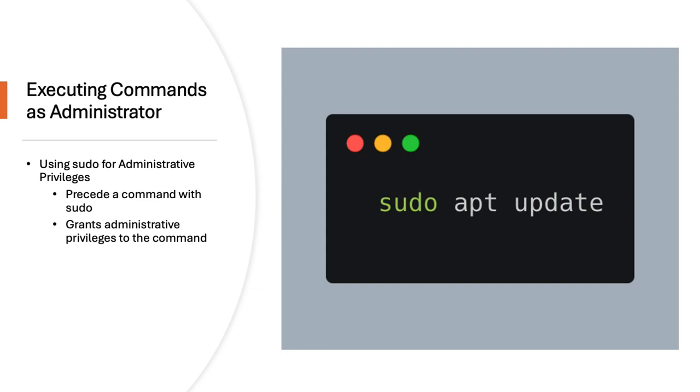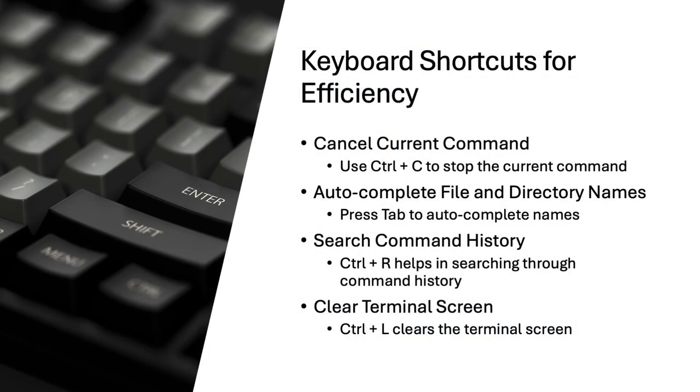To execute a command with administrative privileges, precede it with sudo. That will allow the command to operate with administrative privileges. Let's look at some useful keyboard shortcuts. Ctrl+C cancels the current command. Tab auto-completes file and directory names. Ctrl+R searches command history, and Ctrl+L clears the terminal screen.